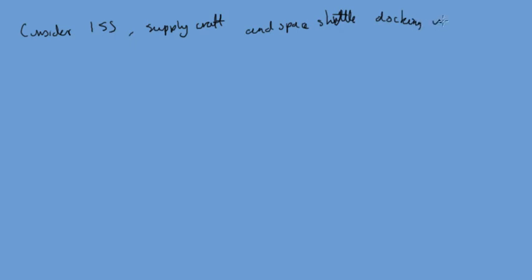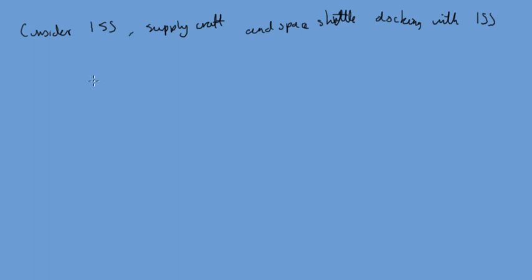Let's look at one more example using this. So we're going to consider the International Space Station, and there's a supply craft and the space shuttle docking with the ISS. And they need to do that. This happens frequently so that crew and supplies can be transferred. The movement of the supply craft and the shuttles is controlled by small rocket thrusters positioned throughout the spacecraft, and this allows the craft to rotate and move away and so on.